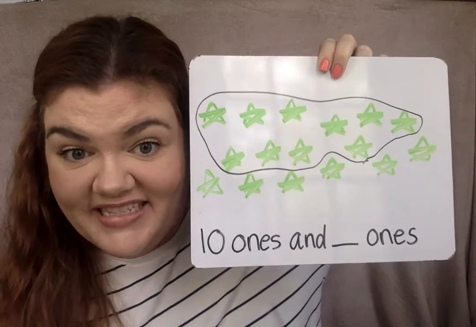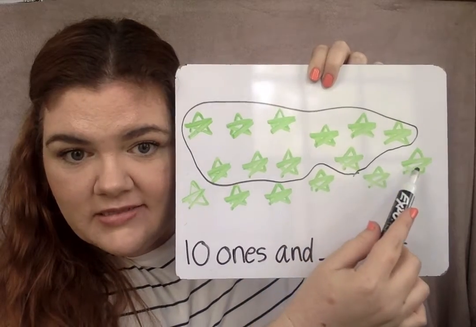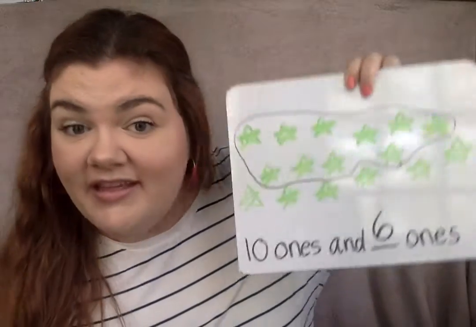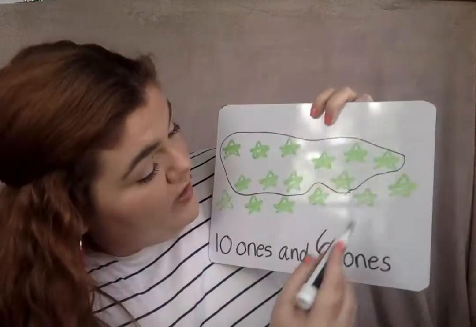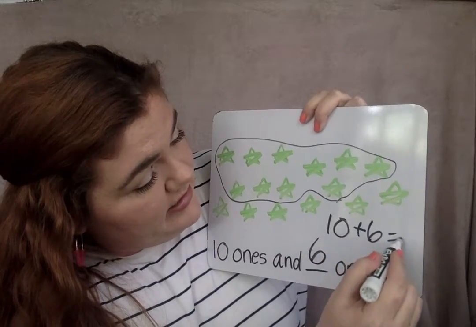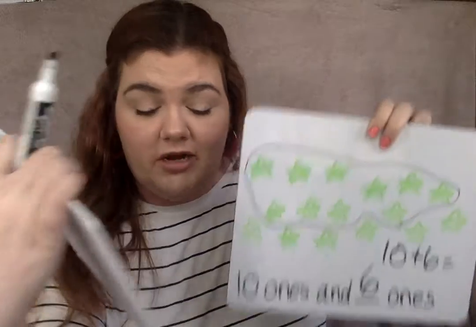Did you count 6? Because I counted 6. 1, 2, 3, 4, 5, 6. Okay, so that's what I'm going to put in the blank. Again, if we want, we can make a number sentence. 10 plus 6 equals what? We can also go to our number line.